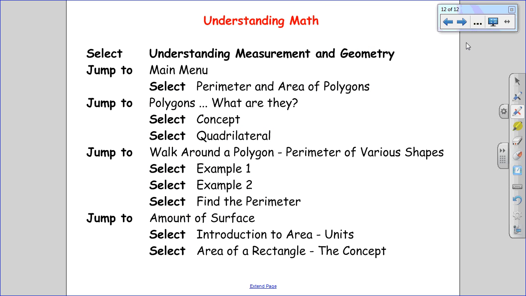Now, if you have some free time and you can find a computer that has the program Understanding Math on it, you can often find this on the computers in the library or in Contact. You can go and work on these sections of Understanding Math to give you some extra practice on perimeter and area.